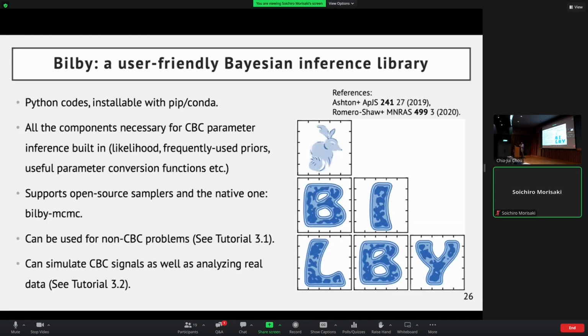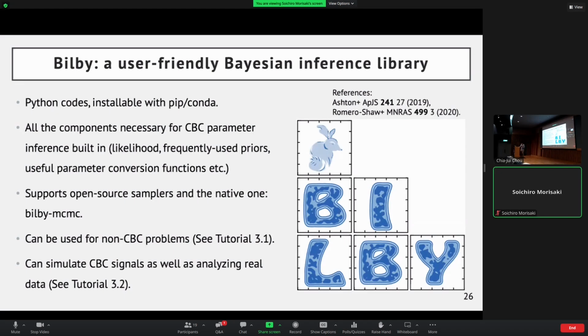Okay, so now we learned how to compute the Bayesian posterior distribution and how to draw the posterior samples. Combining them, we can do a real parameter estimation analysis. To do that, I would like to introduce a very useful open source parameter estimation library, named Bilby. This Bilby is actually one of the software packages we use for the collaboration parameter estimation analysis. This Bilby library is written in Python, and can be easily installed with pip and conda. Bilby has all the necessary components for CBC parameter estimation, such as the CBC stationary Gaussian likelihood, frequently used CBC priors, useful CBC parameter conversion functions, and so on.